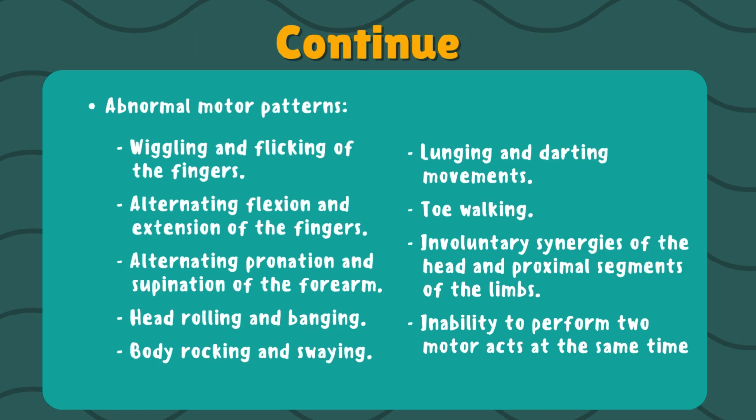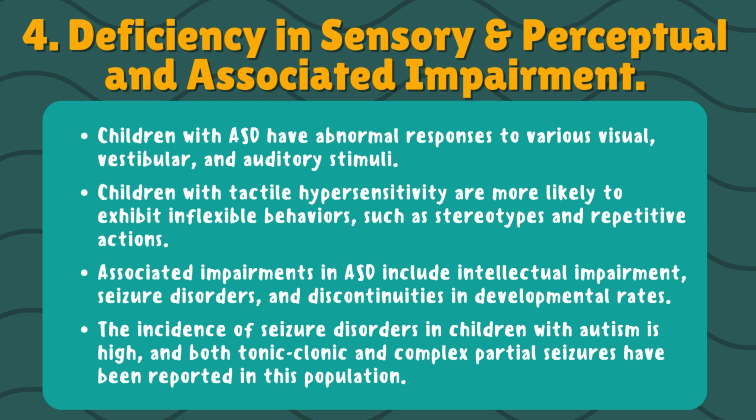Abnormal motor patterns may include wiggling and flicking of the fingers, alternating flexion and extension of the fingers, alternating pronation and supination of the forearm, head rolling and banging, body rocking and swaying, lunging and darting movement, toe walking, involuntary synergy of the head and proximal segments of the limbs, and lastly, inability to perform two motor acts at the same time. The last category, deficiency in sensory and perceptual and associated impairment.